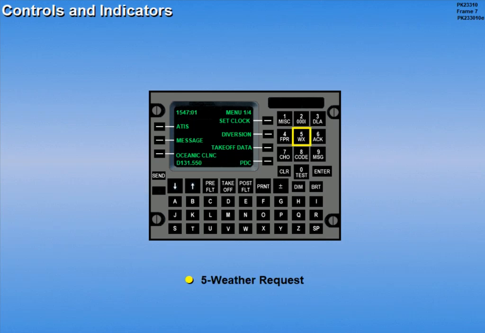The number 5 key selects the weather request page. The number 6 key is also the acknowledge key. The number 7 key displays the changeover page. The number 8 key displays the delay codes page. The number 9 key selects the messages page, and the 0 key selects page 1 of the test pages.